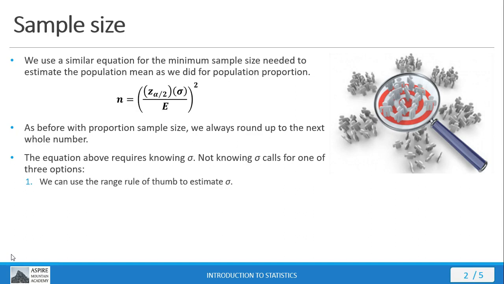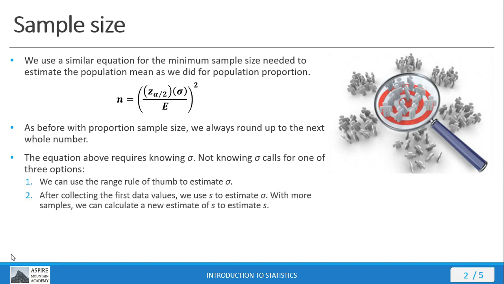First option is we can use the range rule of thumb to estimate the population standard deviation. Second option is we can collect some data values initially and then use the sample standard deviation as an estimate for the population standard deviation. As we collect more sample data, we can then make a new estimate of our sample standard deviation to estimate the population standard deviation. We can also use the results of an earlier study to estimate the population standard deviation.